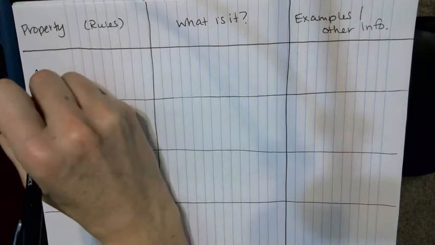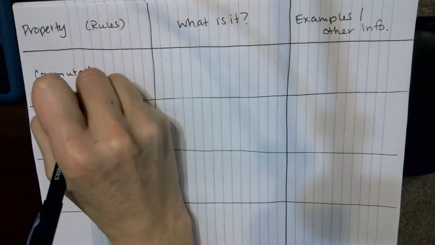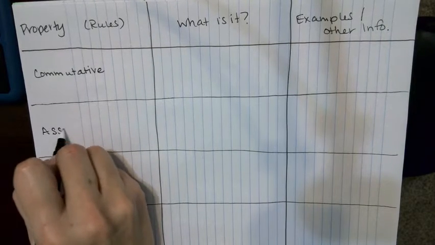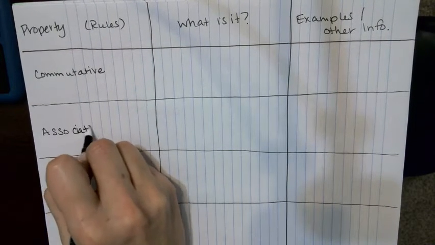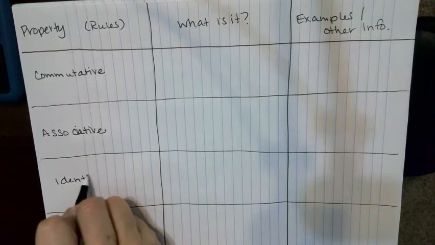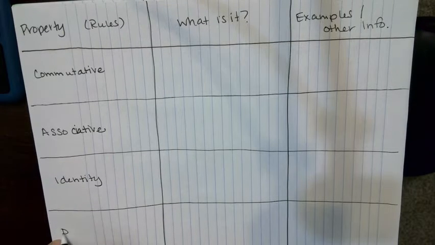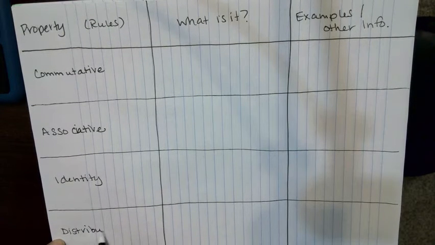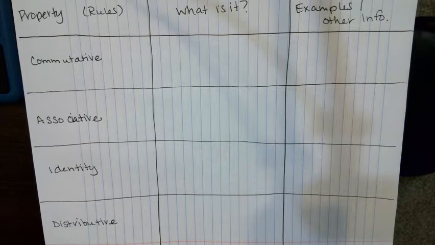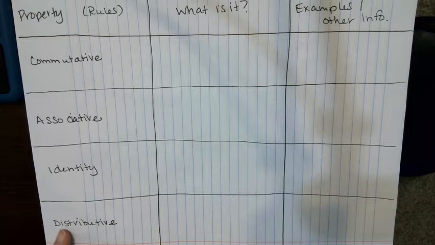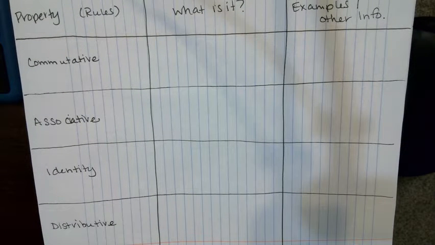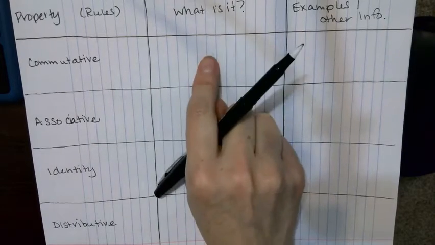So we have our commutative property, we have our associative property, we have our identity property, and then we have something called the distributive property. Now, I'm going to show you what the distributive property is today, and I want you to be able to identify it, but next week we're going to learn how to actually apply it and how to take it apart, and this is one of my favorite things, okay? All right, so let's go up here and let's talk about what each of these things are.